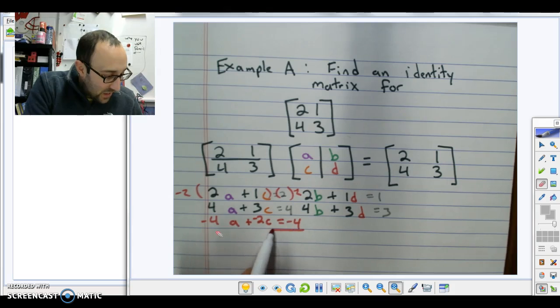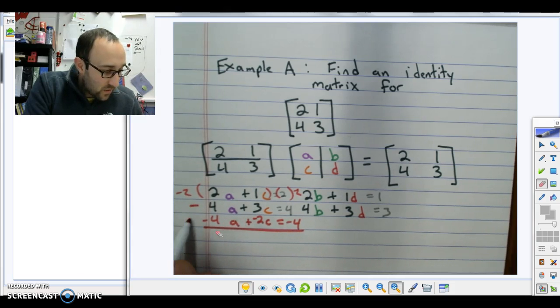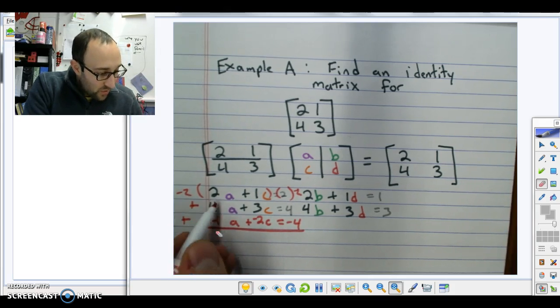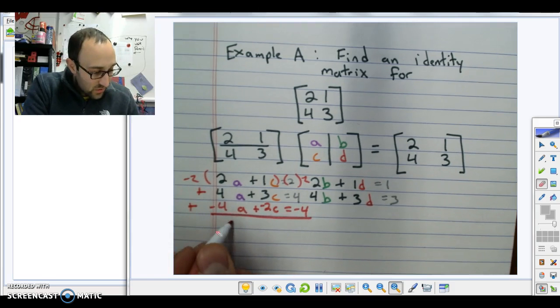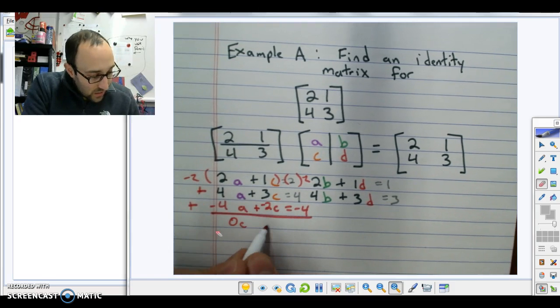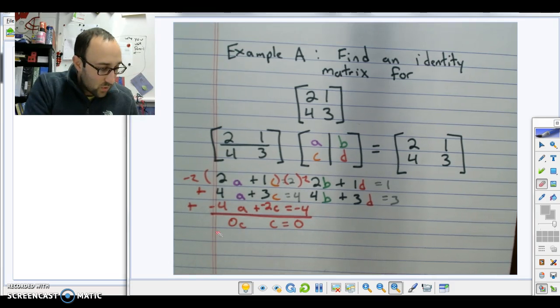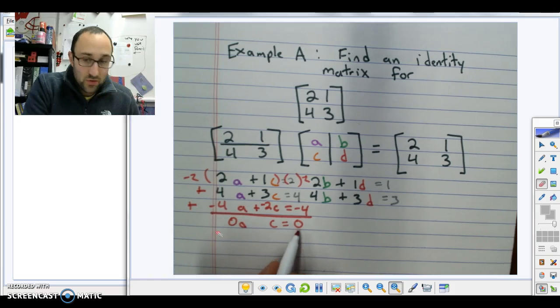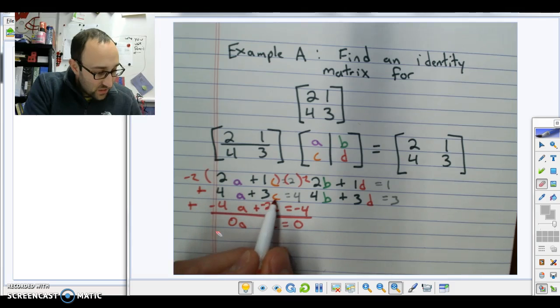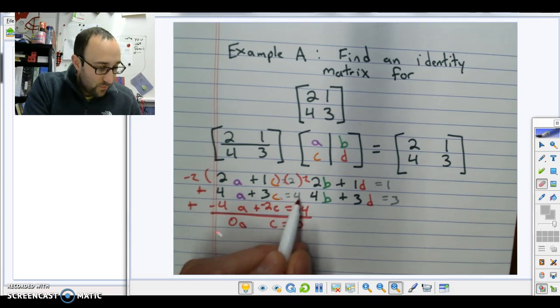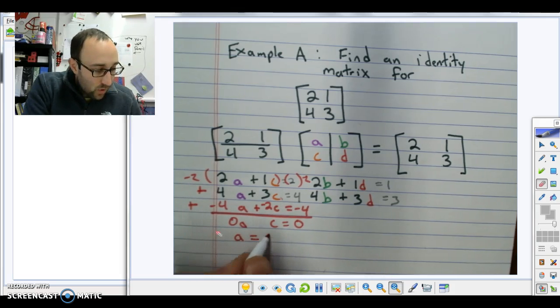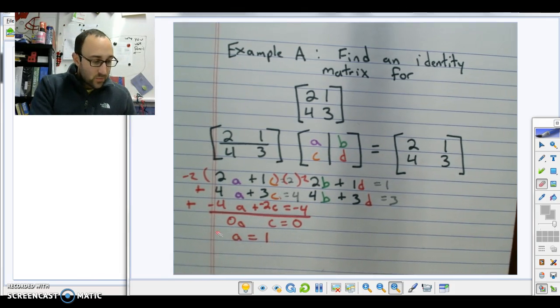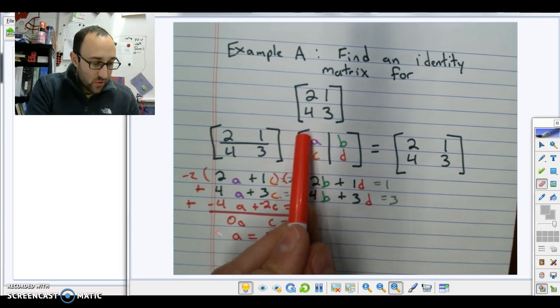Alright, so if I cancel all that out and I just add this one and this one together, the a's cancel out. 4 plus -4 is going to be 0a, and I get c equals 0. Okay, so the a's cancel out and c equals 0. So I can plug it back into one of these two and say, what is a going to equal if c is 0? So if c is 0, 4a plus nothing is 4. That means a has to equal 1. Alright, so we've got a equals 1 and c equals 0. So I know those two.